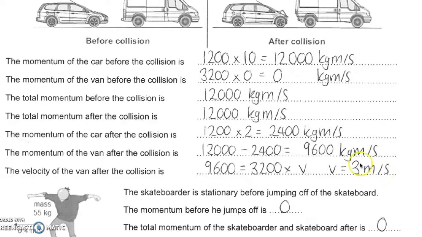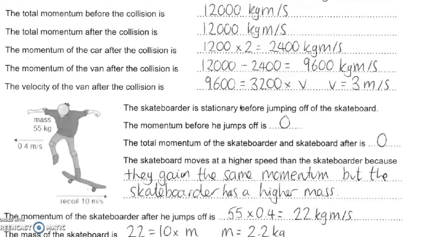Okay. So when you answer these sort of questions, please make sure you're not only writing down the maths, but you're also saying some of this. You need to state the momentum before and after the collision has got to be the same. You need to state which numbers refer to the momentum of the car and the van, or whatever the objects are present in your question. Okay. Let's have a look at another question.